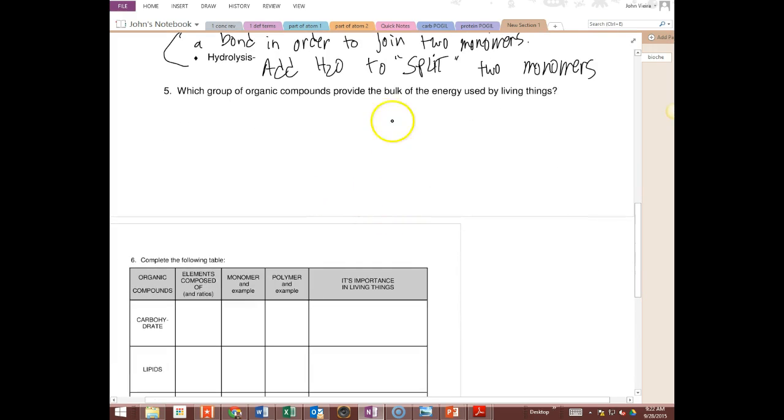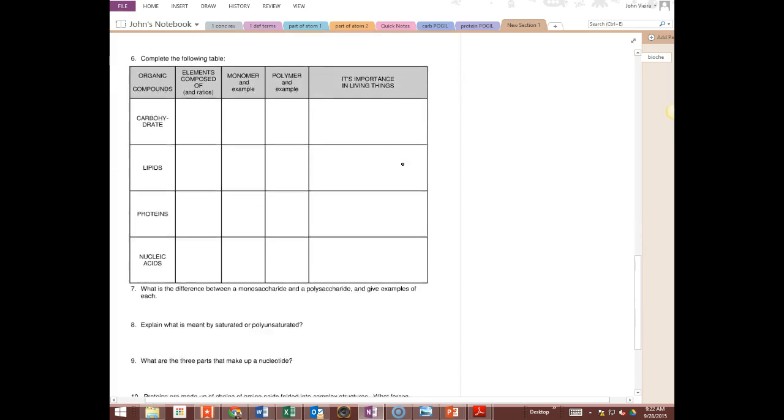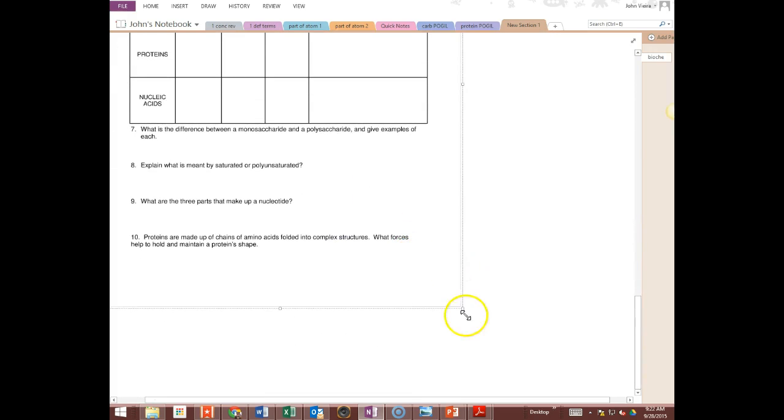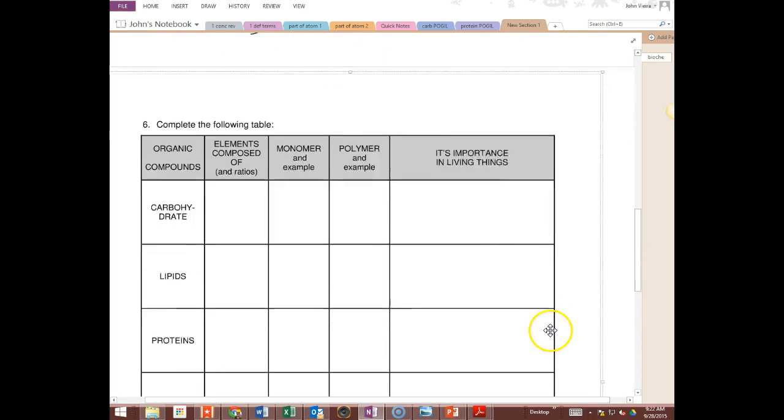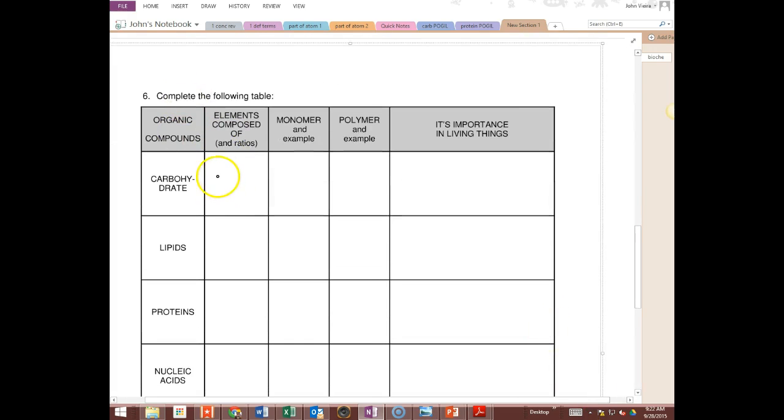What group of organic compounds provides the bulk? Right, carbs. So when we look at this chart, we're going to go real fast here. These are carbon, hydrogen, and oxygen. Well, this is the only one that has a really distinct ratio of 1 to 2 to 1. Lipids have carbon and hydrogen and oxygen as well. They have a lot of this, a lot, and a little bit of this. Okay?